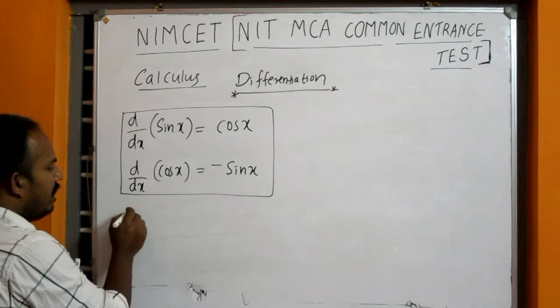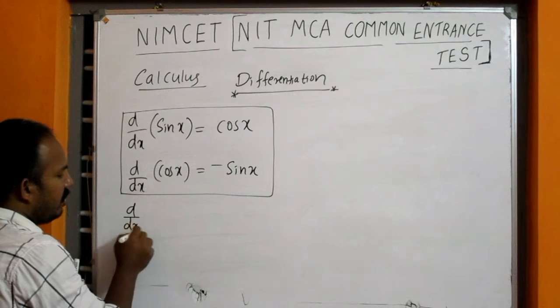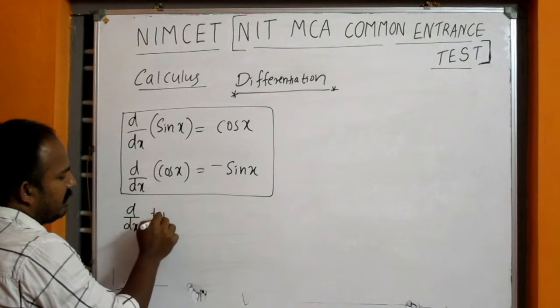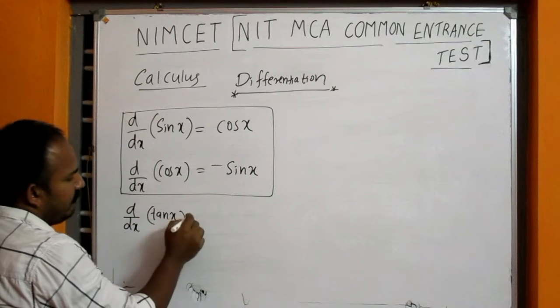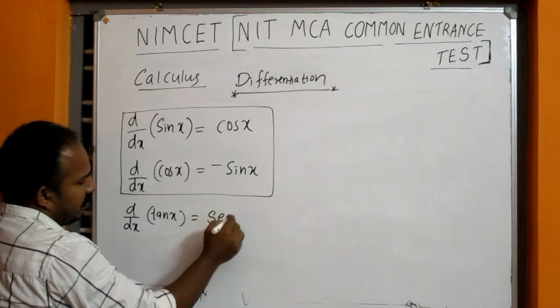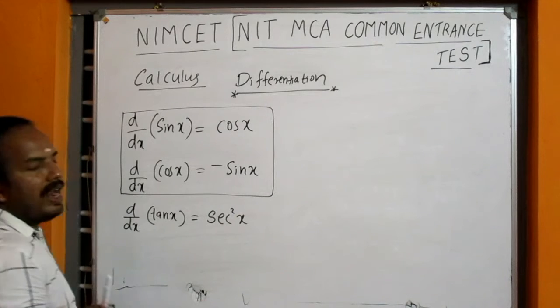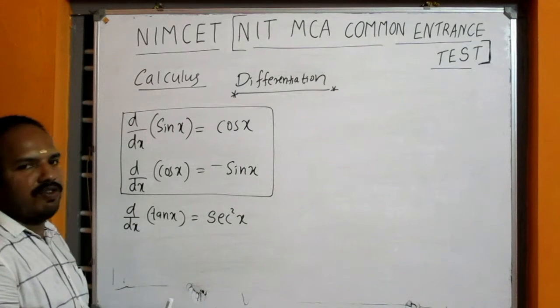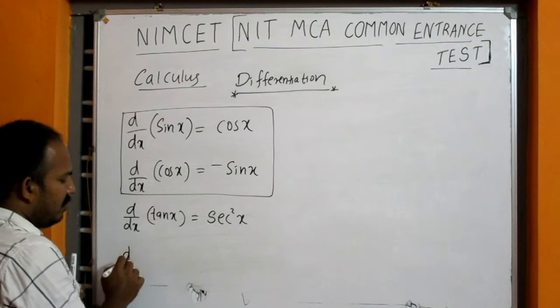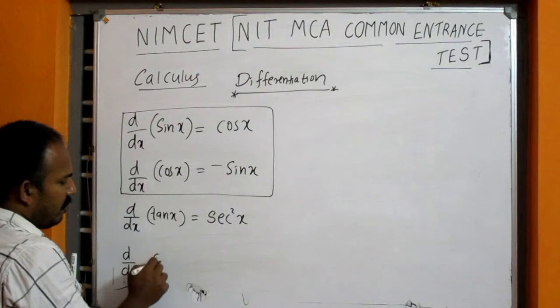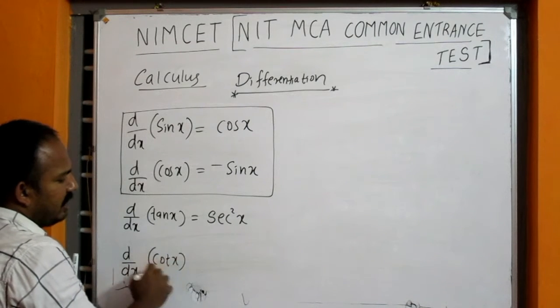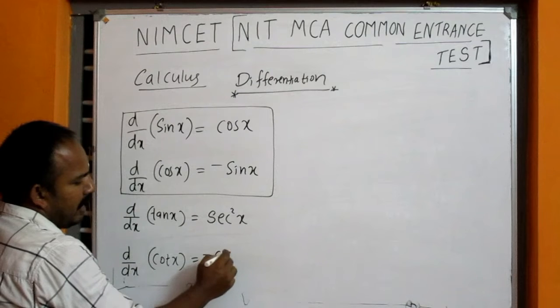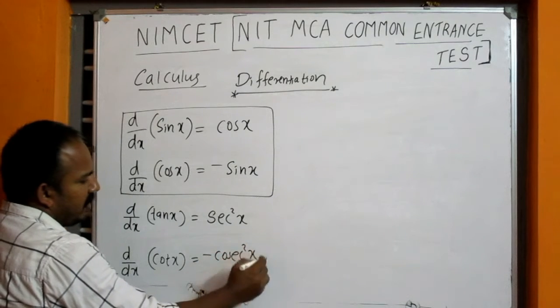Then d by dx of tan x equal to sec square x. The derivative of tan x is sec square x. D by dx of cot x equal to minus cosec square x.